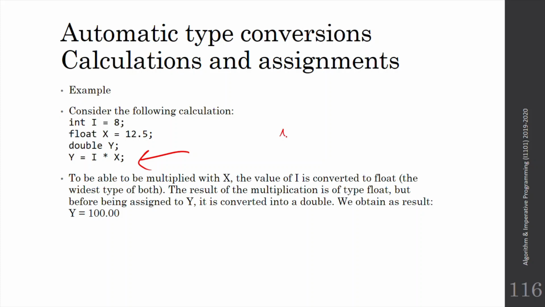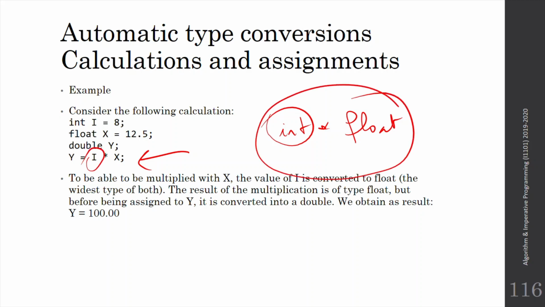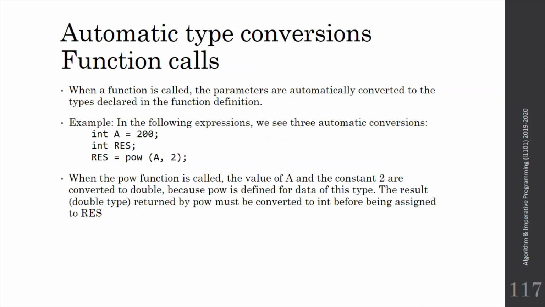So first we have an integer multiplied by a float. Float is more powerful than int, so i will be converted first to float. The result of the operation will be assigned to y. y is double, so the result will also be transformed into a double in order to be stored in y. So we have here 2 conversions. First, i is converted from int to float, and then the result of the multiplication, which is a float, will be converted to a double.